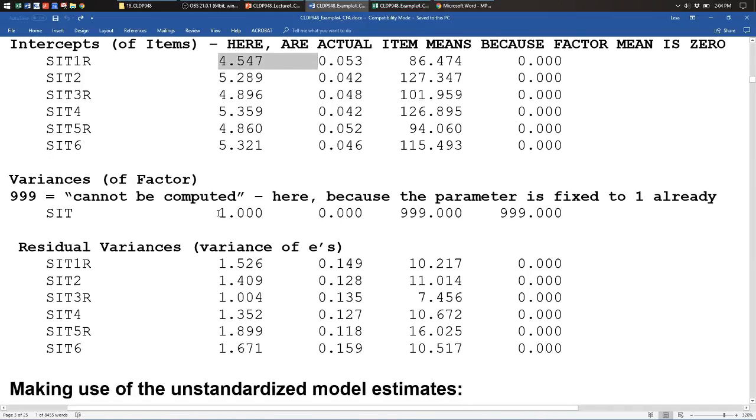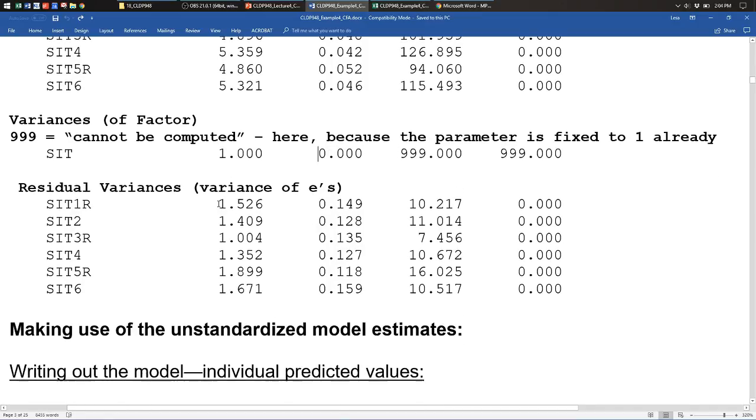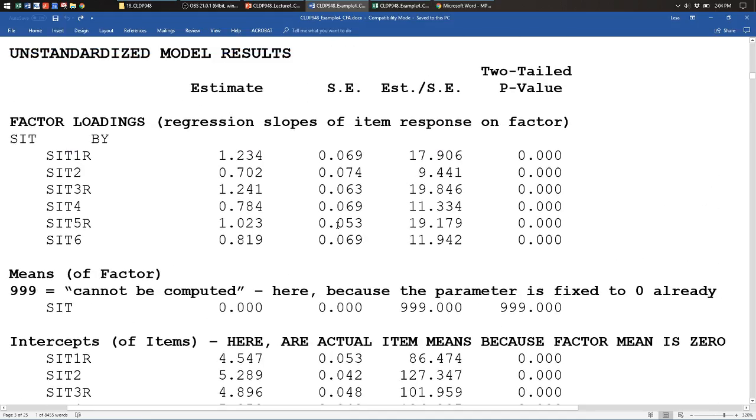The variance of my trait is 1 because that's what I said it was going to be. So it's another fixed parameter. And these are my variance due to not the factor. 1.5 for this, 1.4 for that, and so on. So there is significant variance left over in each of these. That's, again, not surprising.